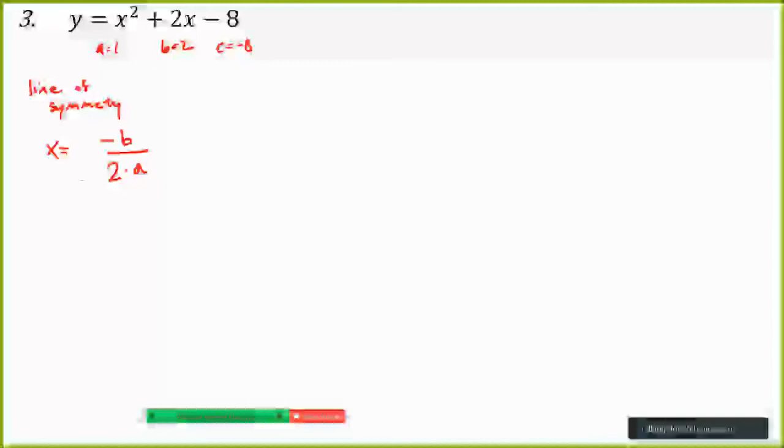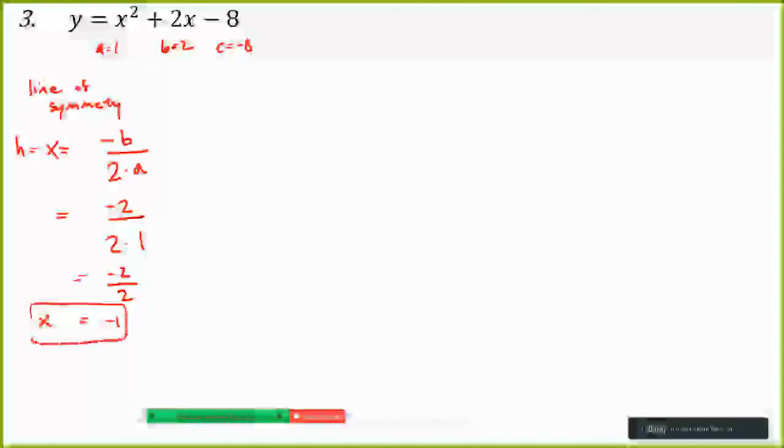This tells us where to start. It's not giving us the whole vertex, but it is telling us the x part of the vertex. I guess technically it's h. This is telling us what h is. So let's plug in our stuff and see what we got. Negative 2, because b is 2, over 2 times a, which is 1. So we've got negative 2 over 2 times 1. Negative 2 divided by 2 is negative 1. So my line of symmetry is x equals negative 1. And technically, this is also the h number.